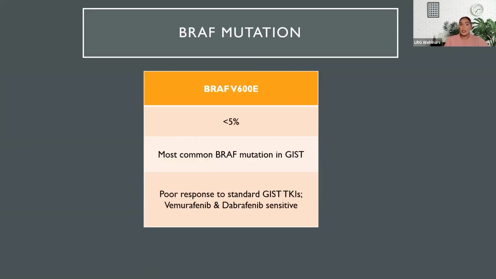Next is BRAF mutation, and this is also more of a rare mutation that we see in GIST patients. The mutation of BRAF V600E is the most common within GIST patients. Again, given how rare it is, we see less than 5% of patients, and there is a poor response to standard GIST TKIs. However, other drugs called vemurafenib and dabrafenib are sensitive, and studies have shown sensitivity for the BRAF mutation.